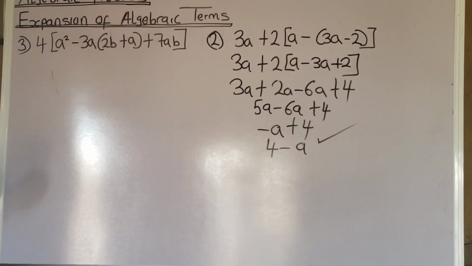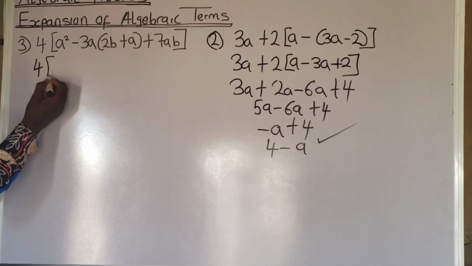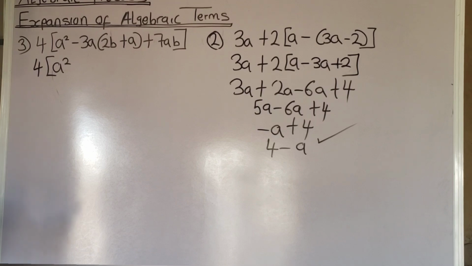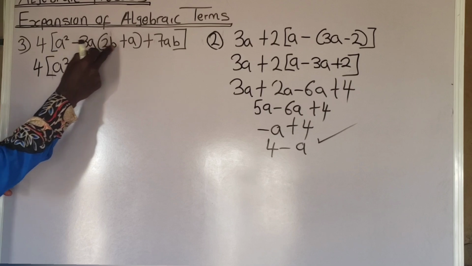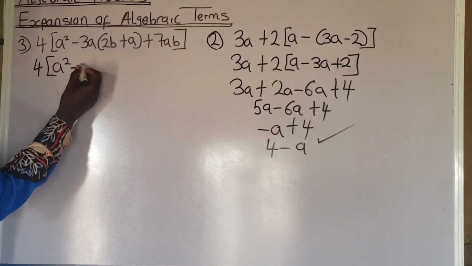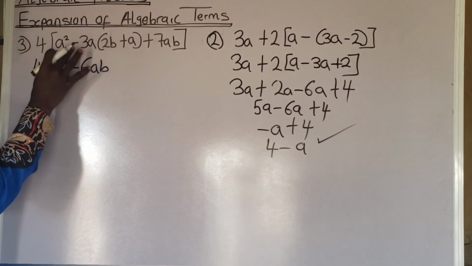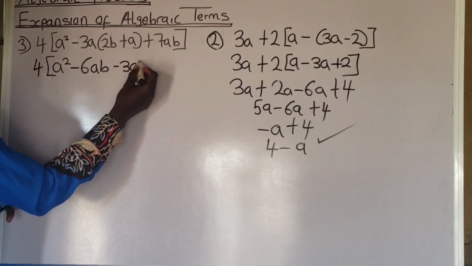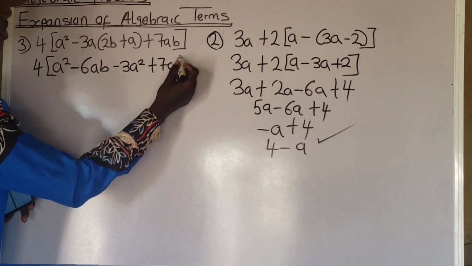Don't forget, the step is to first deal with the terms inside the first bracket. So I'm going to have 4 in bracket a squared. Now, the aim of expansion is to remove barriers, and the barriers we're talking about here are brackets. So we want to remove the bracket. For this, I'm going to have a squared minus 3a multiplied by 2b, that will be -6ab. -3a multiplied by +a will be -3a squared, plus 7ab. Okay, close the bracket.